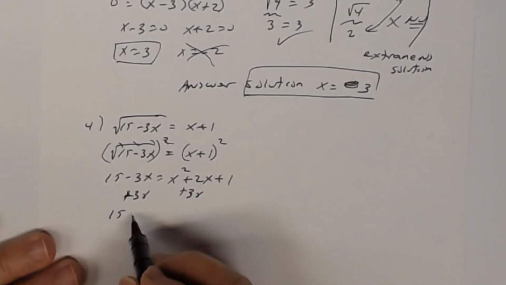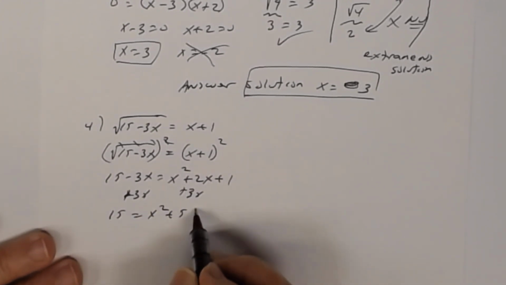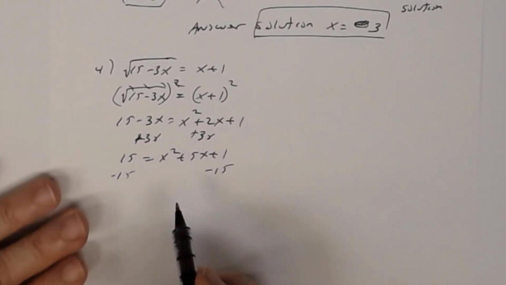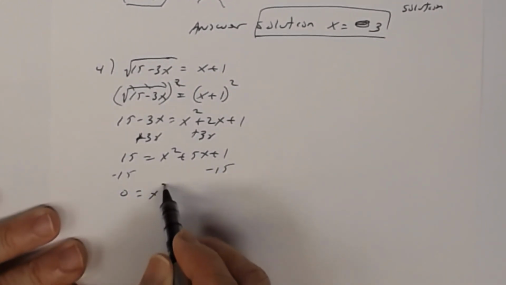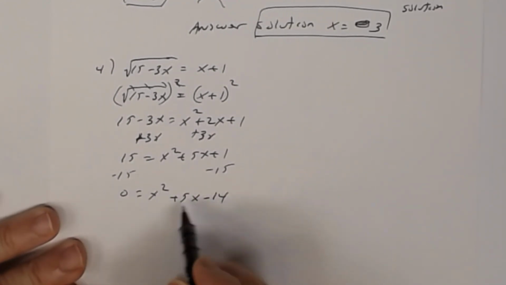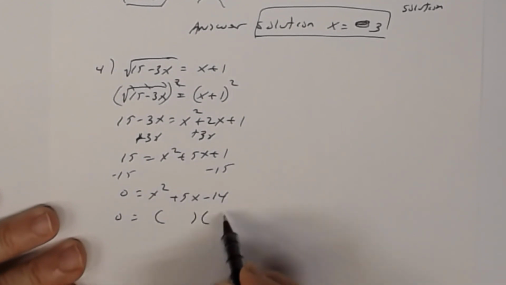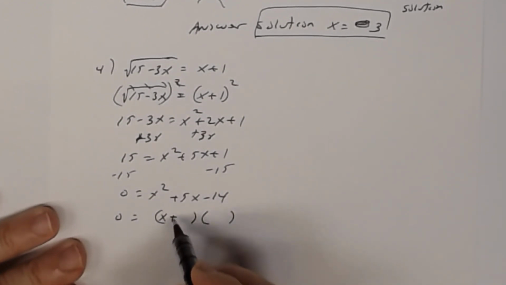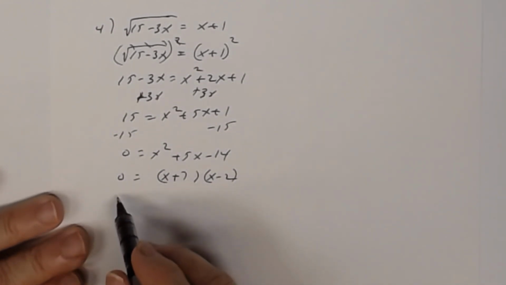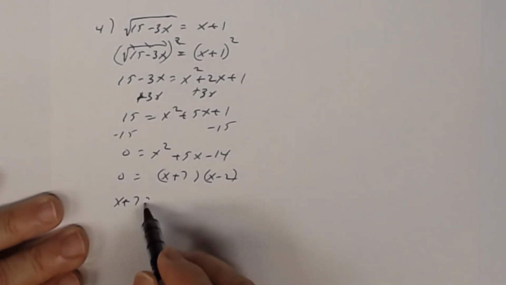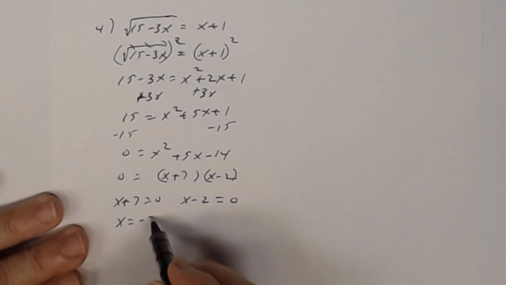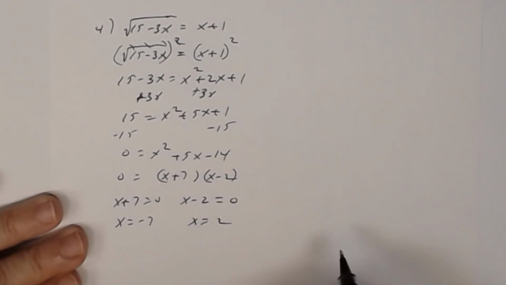Adding 3x to both sides, I get 15 equal x squared plus 5x plus 1. Subtracting 15 from both sides, I get 0 equal x squared plus 5x minus 14. This is factorable, so when I factor this, I get x plus 7, x minus 2. Setting each factor equal to 0, I get x plus 7 equals 0 and x minus 2 equals 0. And so x is negative 7 and x is 2.